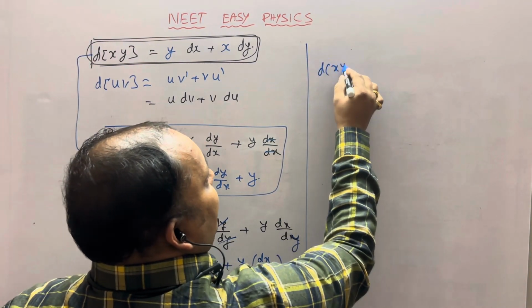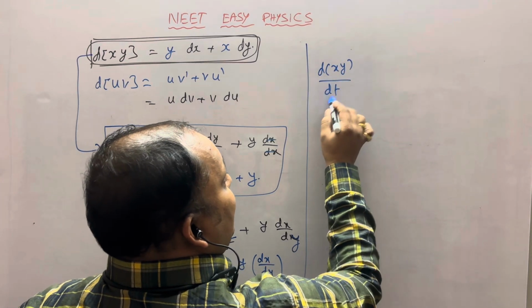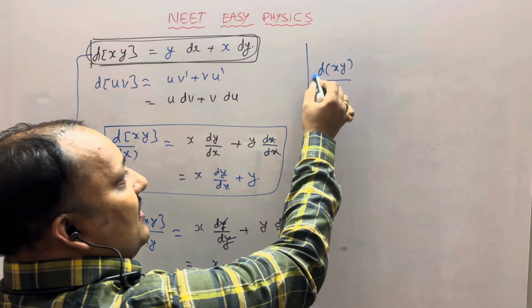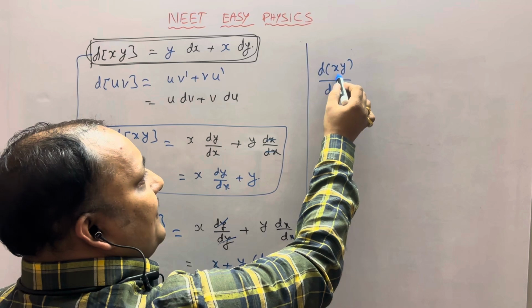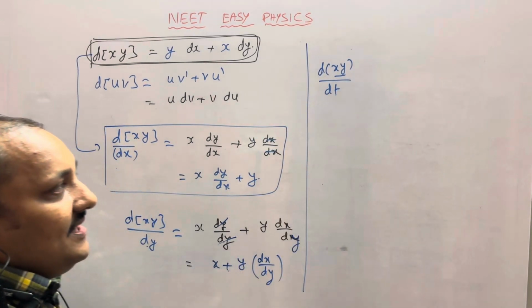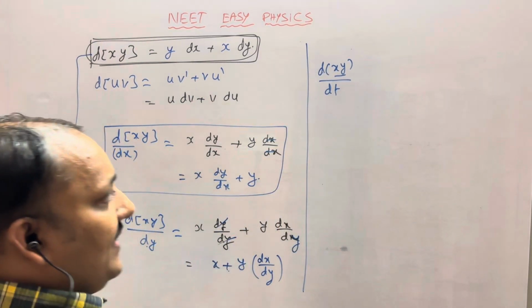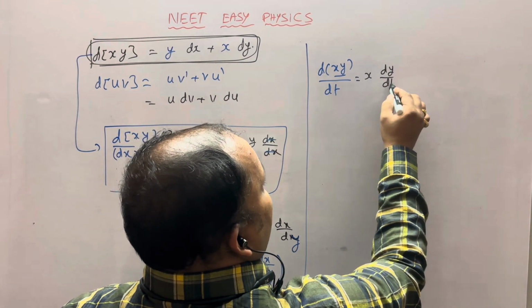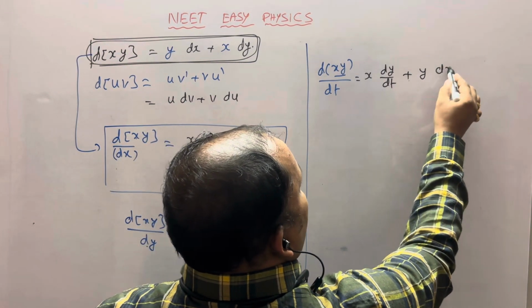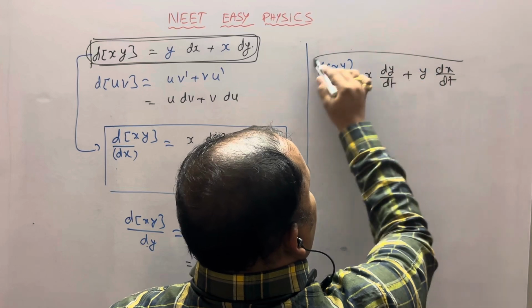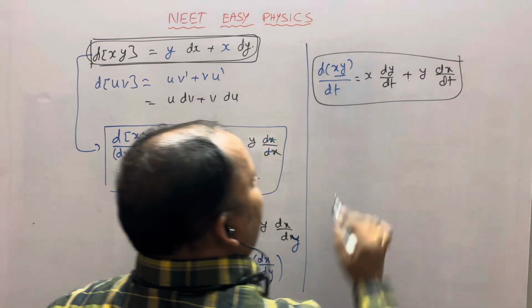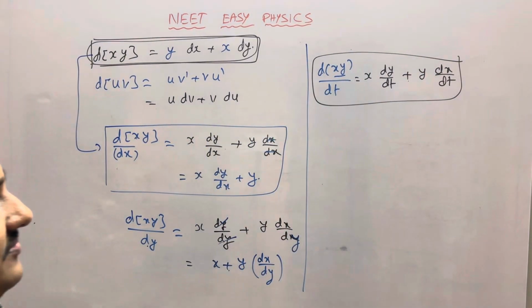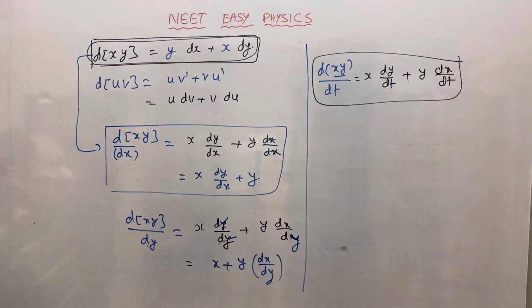Derivative of xy with respect to time, we are doing. Let us listen how we have to write this. Derivative of xy with respect to time: xy is changing with respect to time. At that time, x into dy by dt plus y into dx by dt. So in the denominator we write what it is changing with respect to. Like this we have to do in physics.